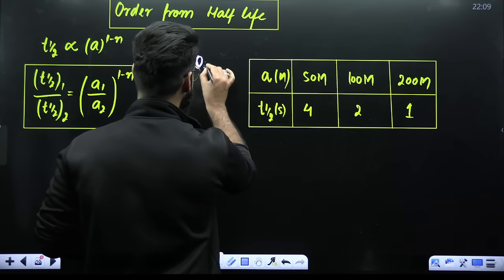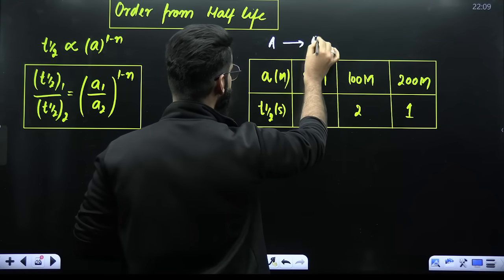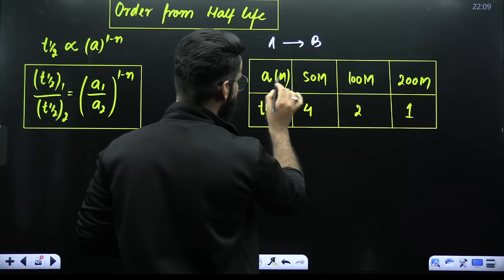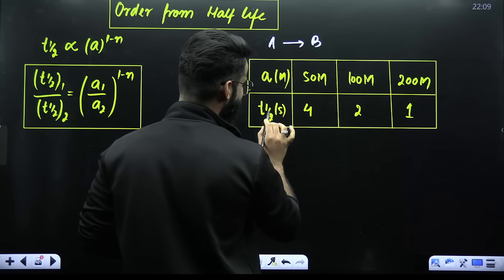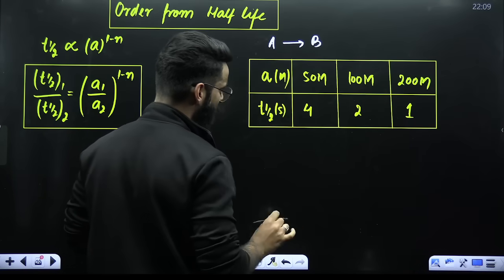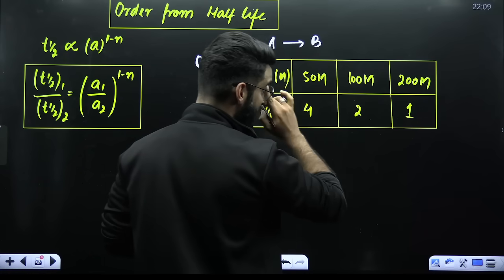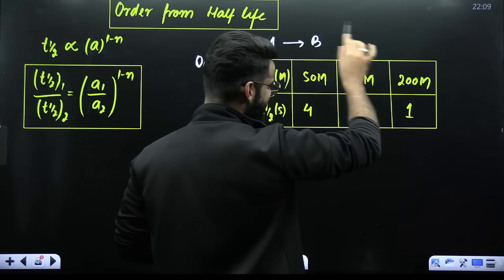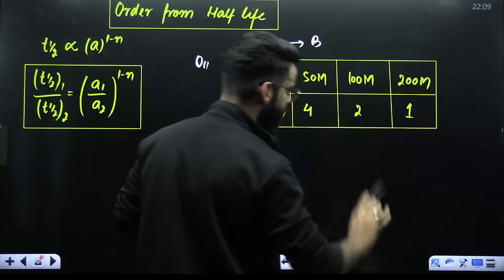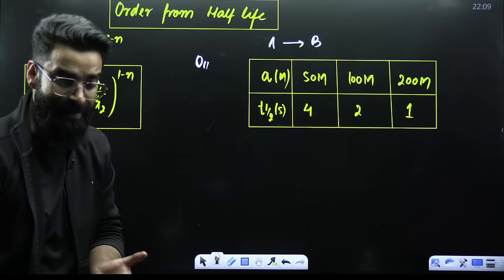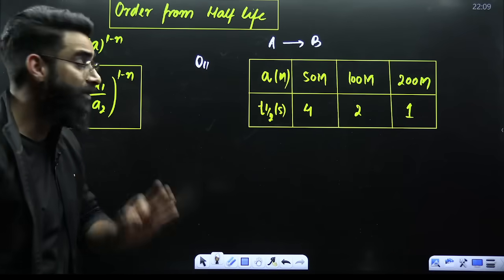For example, you have got a question here. You have got the reaction A gives B. When the initial concentration of reactant was kept as 50 molar, at that time the half-life of the reaction was 4 seconds. When the initial concentration is 100 molar, half-life is 2 seconds. When the initial concentration is 200 molar, half-life is 1 second. So we have to check what is going to be the order of the reaction.